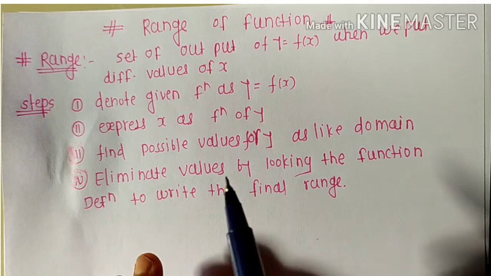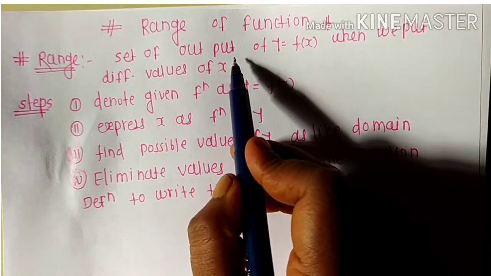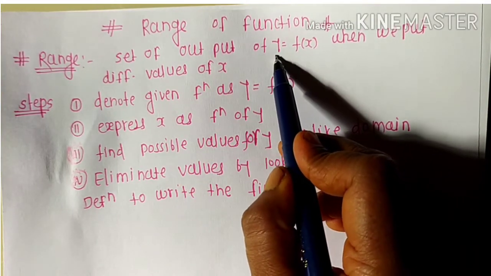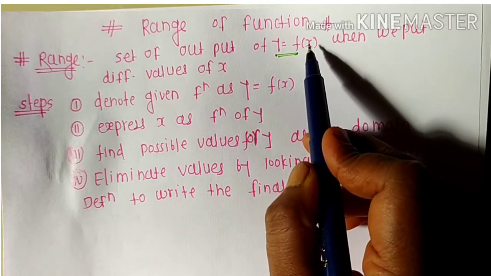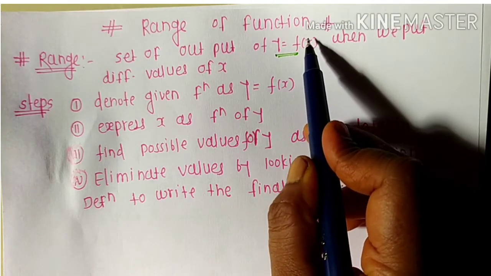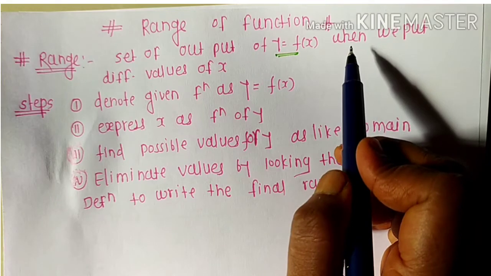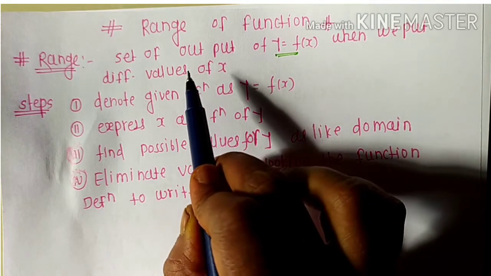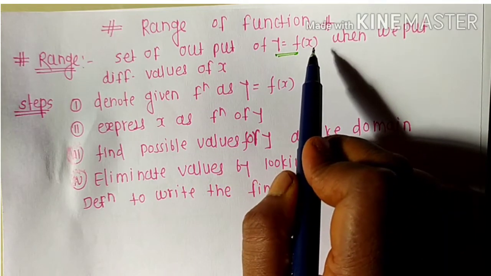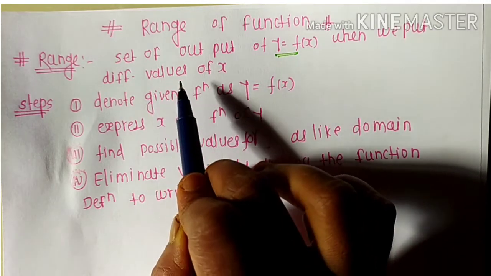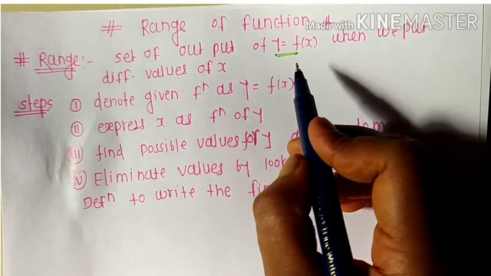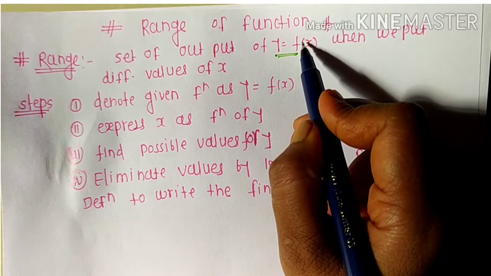The range मतलब क्या होता है? The set of outputs of y is equal to f of x. ये जो function है ना y is equal to f of x, इसमें we substitute different values of x and what we get are the output values. This is our range. The set of outputs of y is equal to f of x when we put in different values of x. And domain मतलब क्या होता है? The collection of values of x.